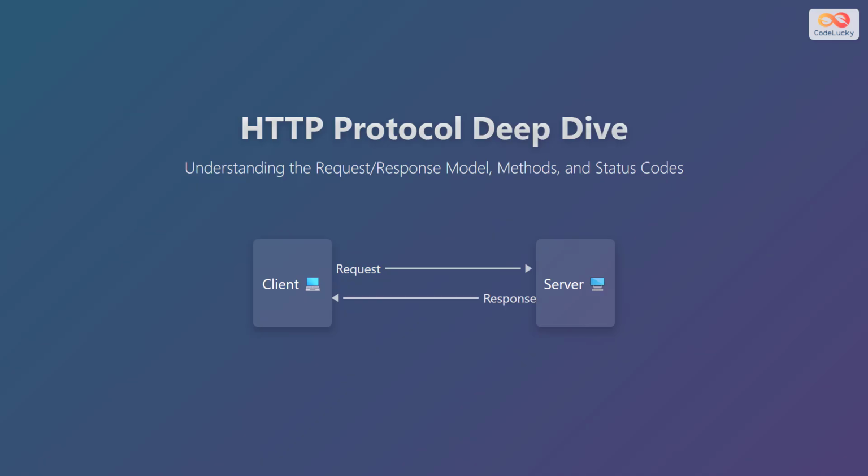Here is a basic diagram showing client-server architecture. The client, often a web browser, sends a request to the server. The server then processes the request and sends back a response. This simple exchange is the foundation of how we interact with the web.